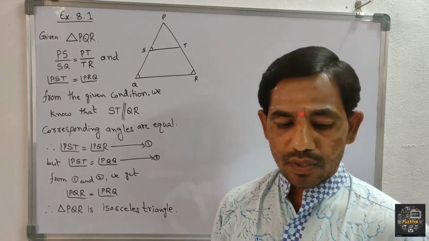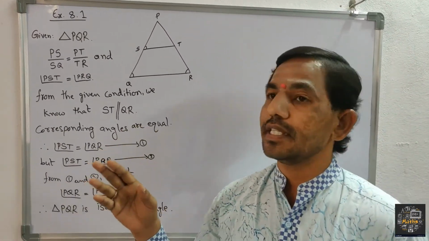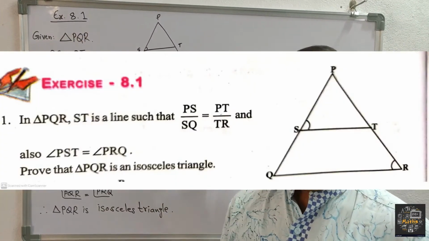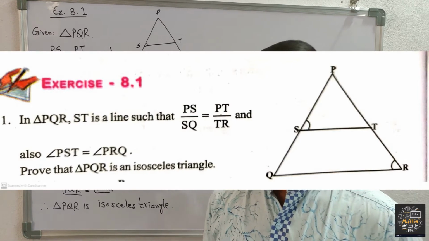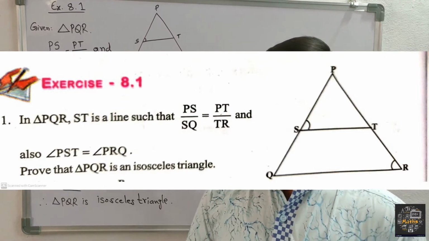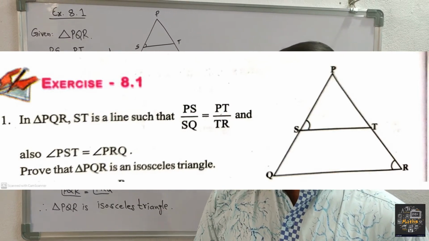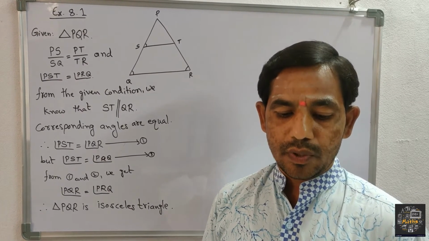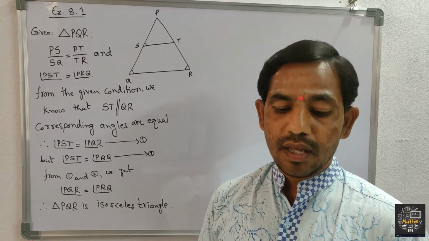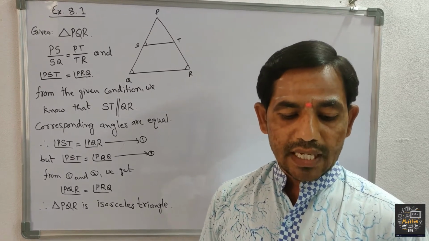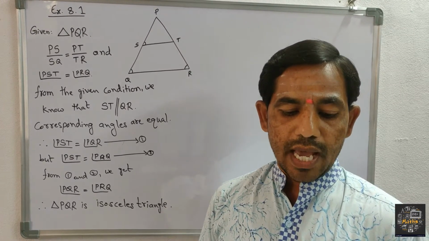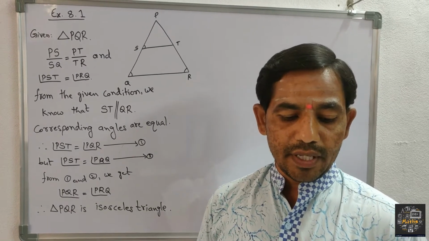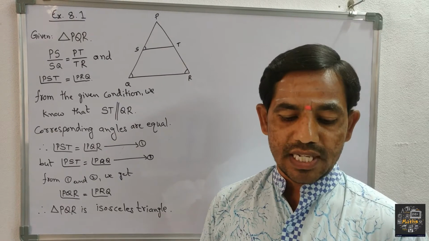Okay, next chapter, similar triangles. So first, exercise number 8.1, first question. First I will read the question. In triangle PQR, ST is a line such that PS by SQ is equal to PT by TR, and also angle PST is equal to angle PRQ. Prove that triangle PQR is an isosceles triangle.